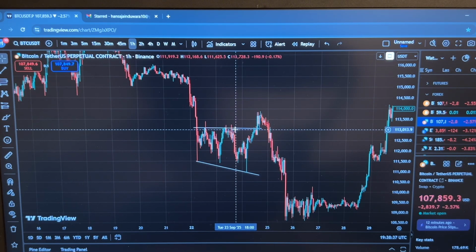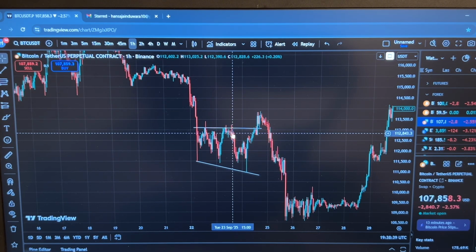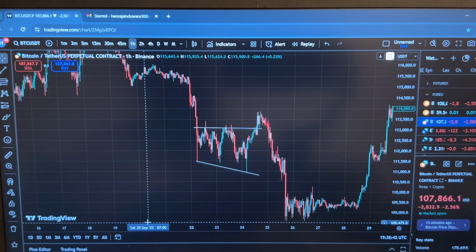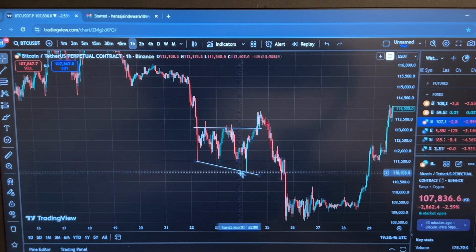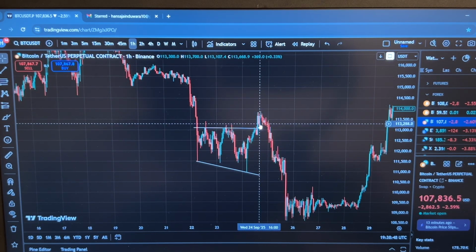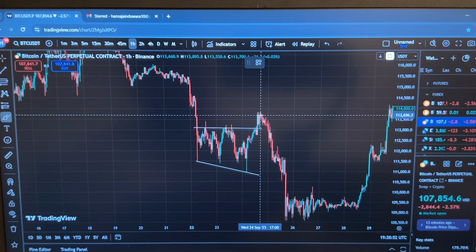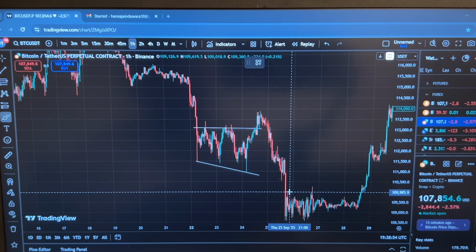Like I said, it's not extremely accurate. So I personally try my best to avoid these patterns because, like I said, it's not 100% sure that it's going to keep on going up. So as you guys can see, it just went up a bit and then it just went straight away down.